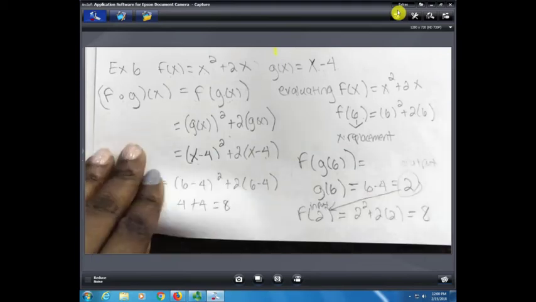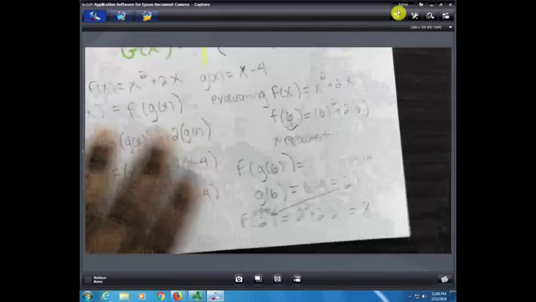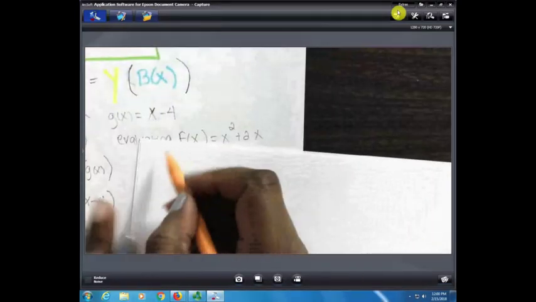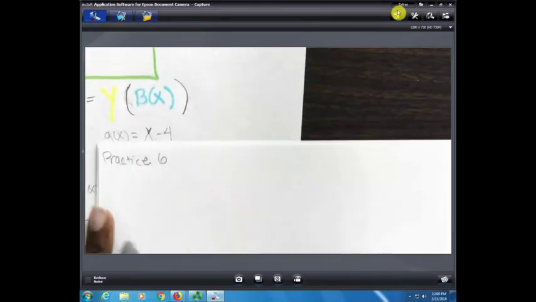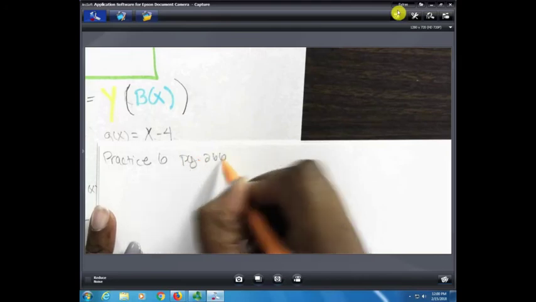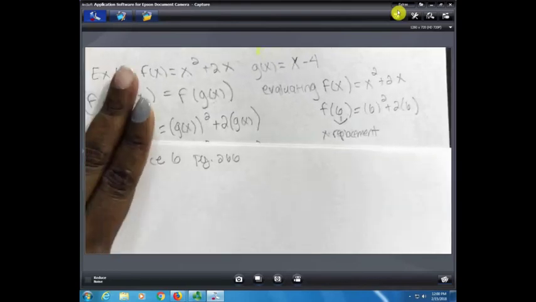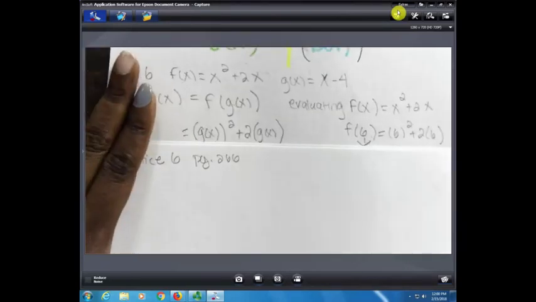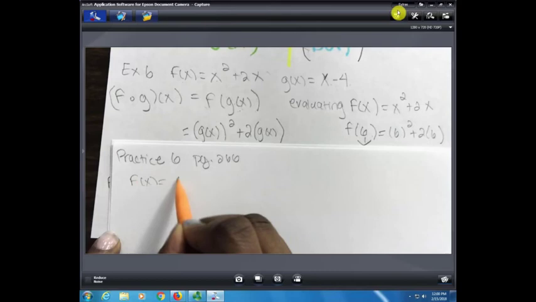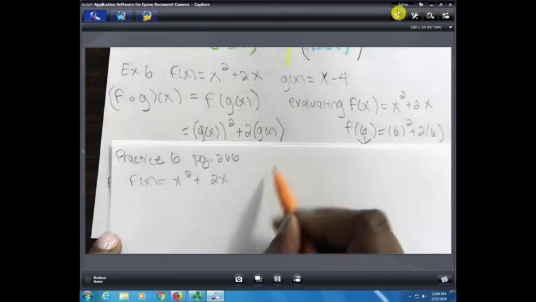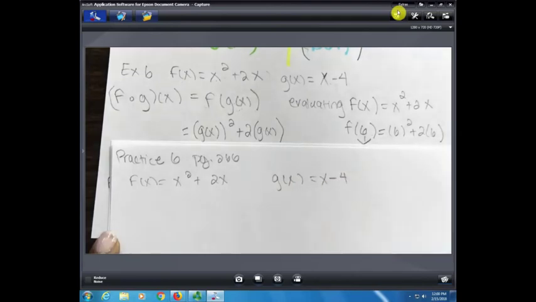Alright, so let's take this example and work on skill practice 6. And this is page 266. We're using the same example. And actually I want you to use the same functions, f and g. And the book told us, you know what, I cannot be bothered to make any new functions. Let's just use these same ones.